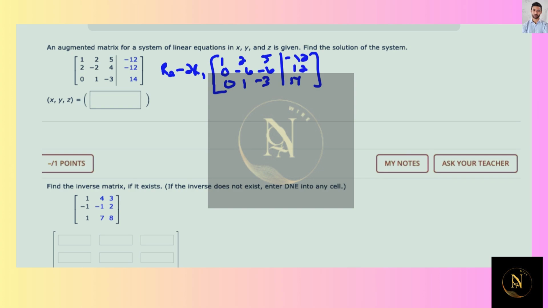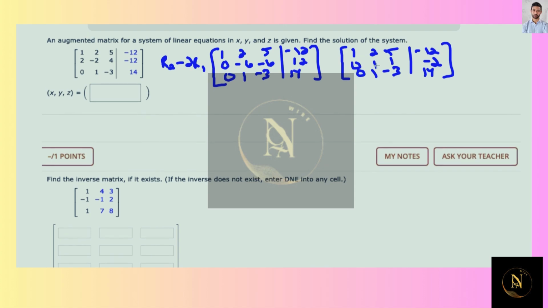From here, we can get a 1 in row 2 by scaling it, by multiplying it by negative 1/6, or dividing by negative 6. So again, rows 1 and 3 remain unchanged. We'll have a new row 2 of 0, 1, 1, negative 2.